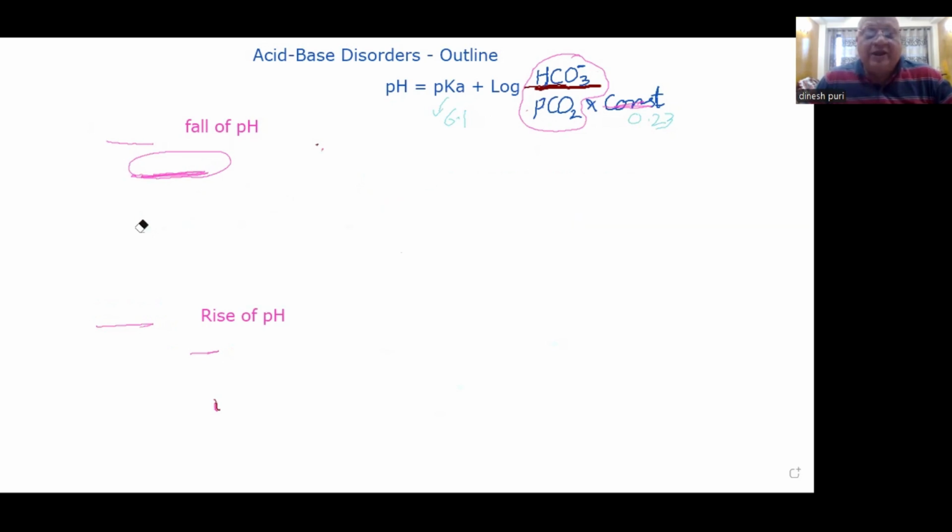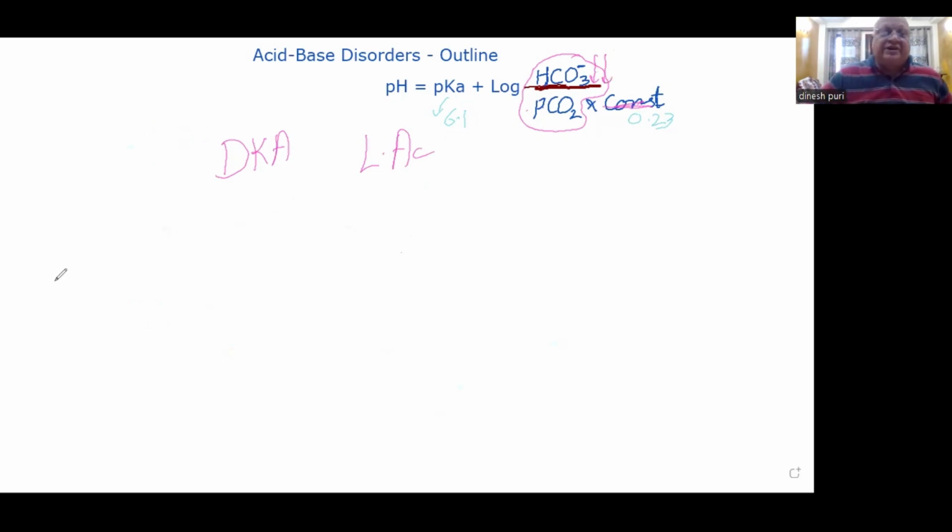So metabolic acidosis is most important. And we are going to see something more about it also. As you people know, two conditions which give rise to metabolic acidosis are diabetic ketoacidosis and lactic acidosis. In both, I repeat once more, fall in the bicarbonate concentration.